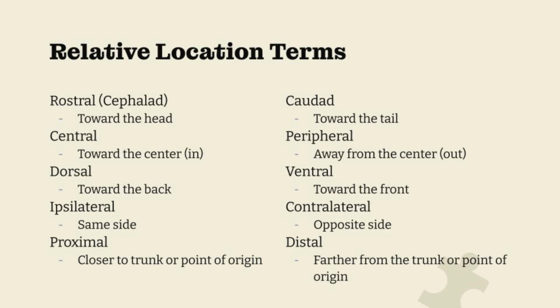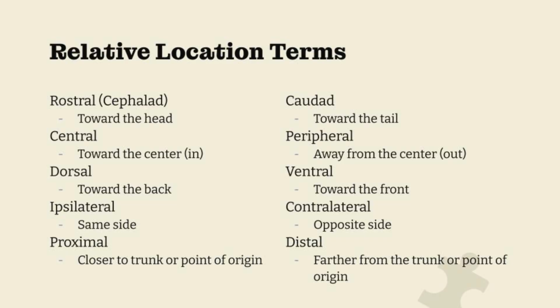Rostral, otherwise known as cephalad, is toward the head, and then caudad is toward the tail. Central is toward the center, and peripheral is away from the center. You get into this with nerves. They're your central and peripheral nervous systems. Dorsal is towards the back. Think of a dorsal fin on your back. And ventral is toward the front.